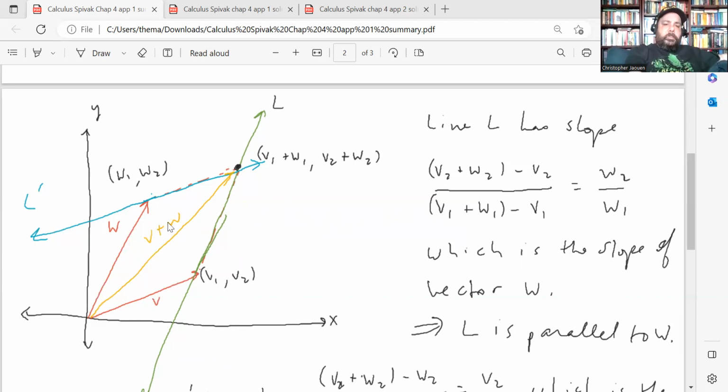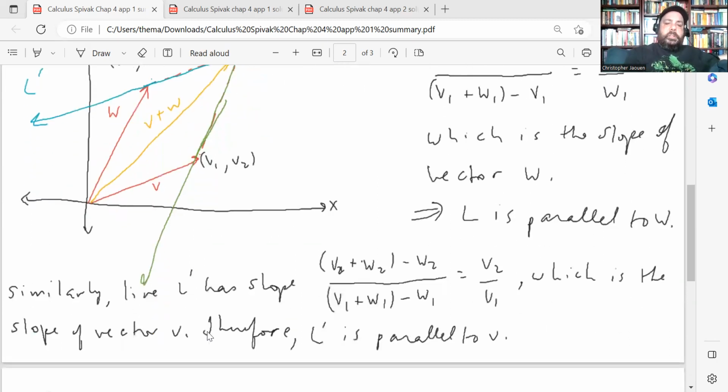If you look at the picture here, the sum lies along the green line and the blue line. If you look at the slope of the green line, which I'm calling L, just using the slope formula, you get v2 plus w2 minus v2, which gives you w2 in the numerator, and v1 plus w1 minus v1, which gives you w1 in the denominator, which is exactly the slope of the vector w. In other words, the green line L is parallel to w, and you could do a similar thing for the blue line. Just look at the slope and you'll see that it's parallel to the vector v.